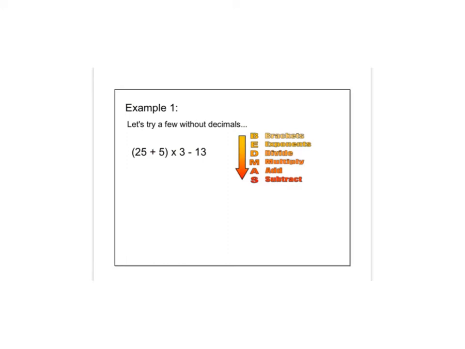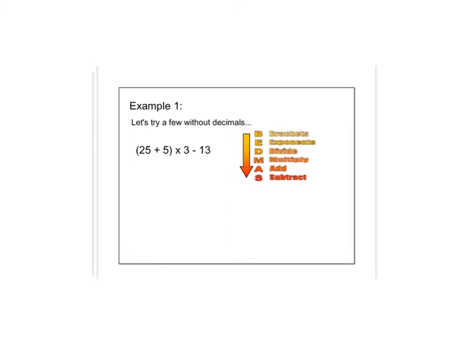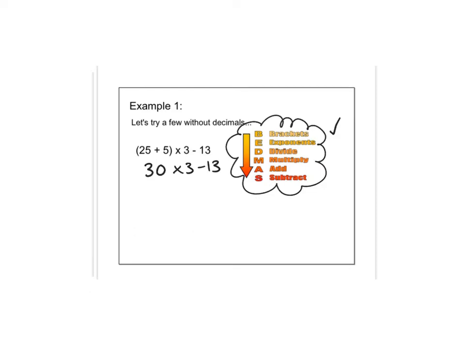Alrighty, let's look at an example together. So 25 plus 5 in brackets times 3 minus 13. If you're ever uncertain of which order to follow, you can always refer to BEDMAS. So again, that's why this is very important to have memorized as well as written in your notebook to start out. So the first one is, are there brackets? Well, there sure are. 25 plus 5 is 30. Okay, so 30 times 3 minus 13.